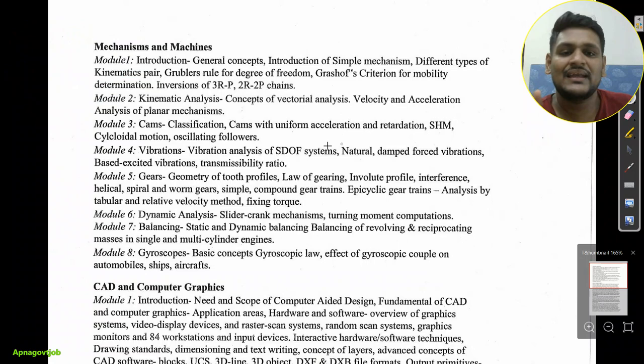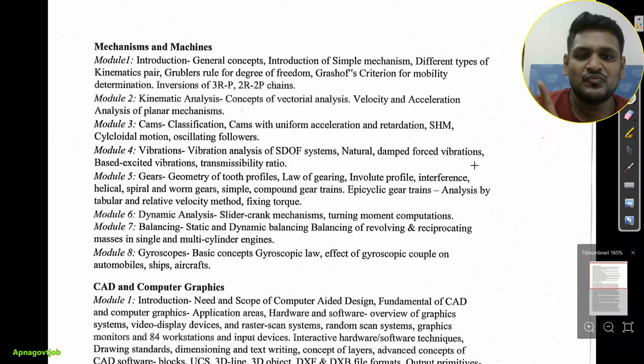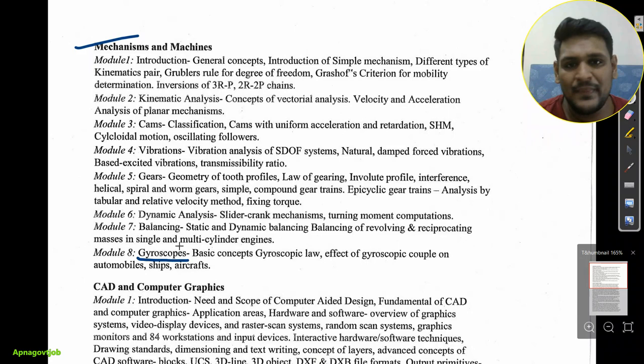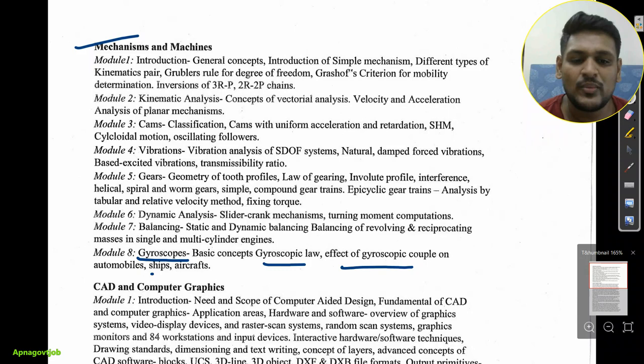Mechanism and machines. This full module, or I can say full subject, you can skip, because obviously there are no familiar things and we don't have extra time also. To complete this, if you want, you can do gyroscope basics. They can ask you one theory question: gyroscopic laws, effect of gyroscopic couple on automobiles and ships, aircraft. The basic things you can do here. The rest of the things you can directly put into options.